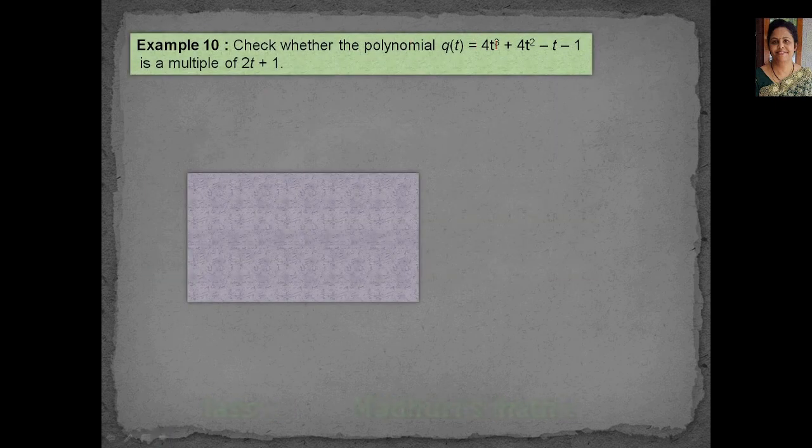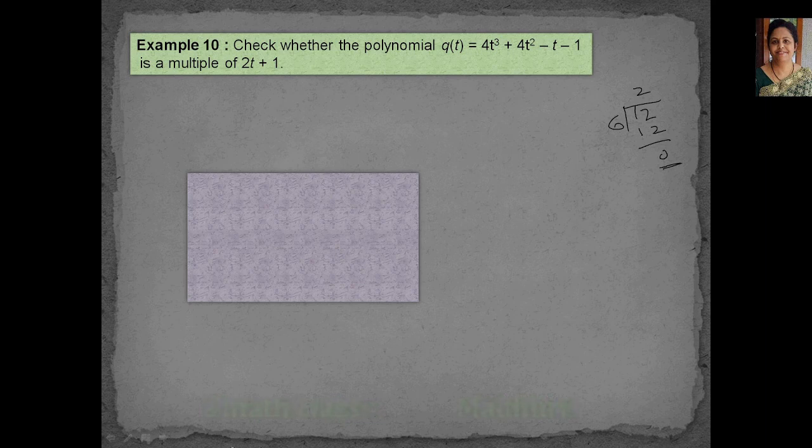Check whether the polynomial q(t) is equal to 4t cubed plus 4t squared minus t minus 1 is a multiple of 2t plus 1. How can we check whether this is a multiple of 2t plus 1? See, if 12 is a multiple of 6, it means when we divide 12 by 6, we will get the remainder 0.